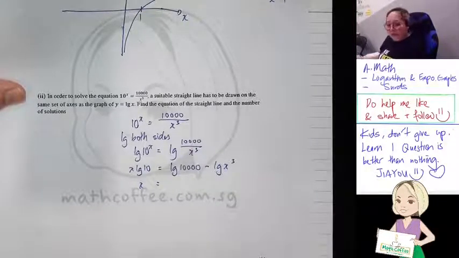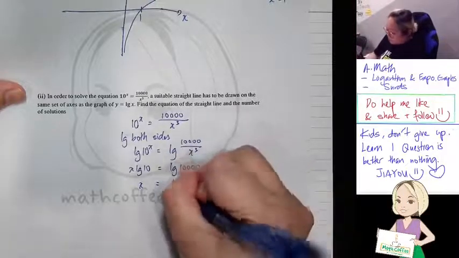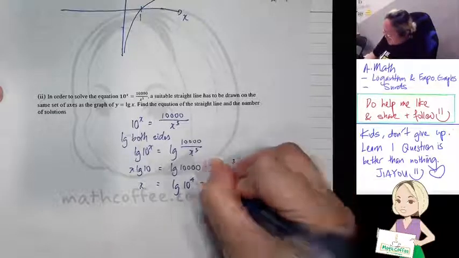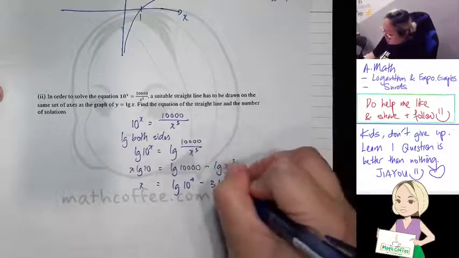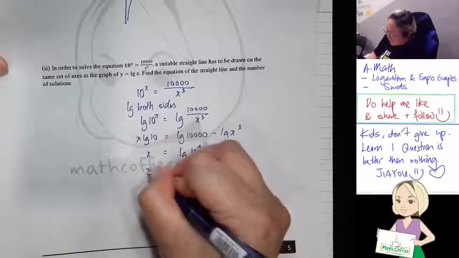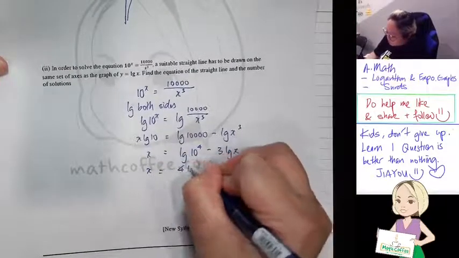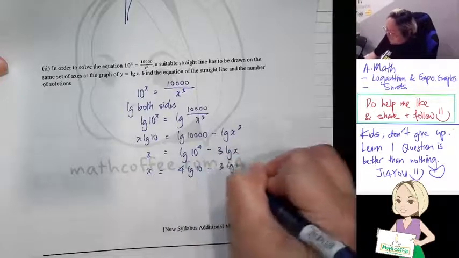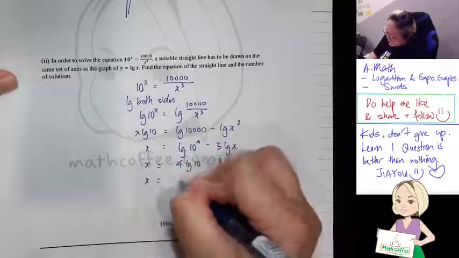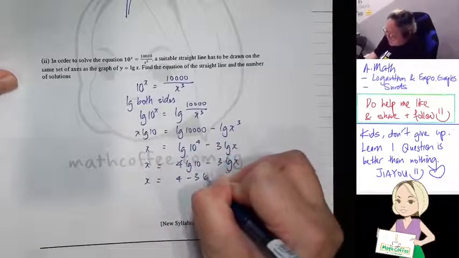Okay, and I'm going to change this 10,000 to base 10. So it will become log 10 to the power of 4, minus this, power law, bring down 3 log x. And it will be log x equals 4 log 10 minus 3 log x. And because log 10 is 1, it becomes x equals 4 minus 3 log x.